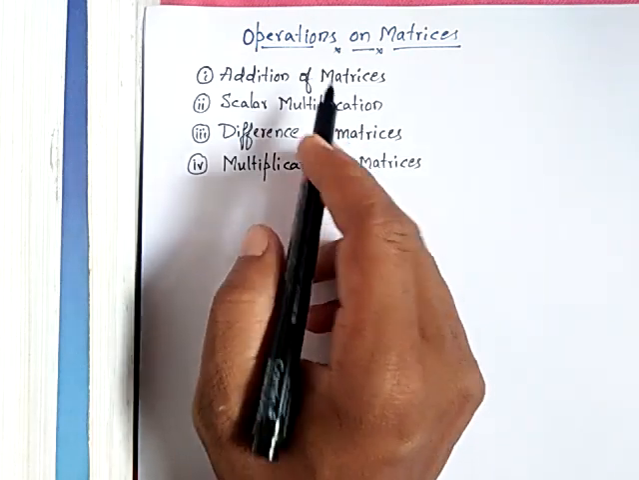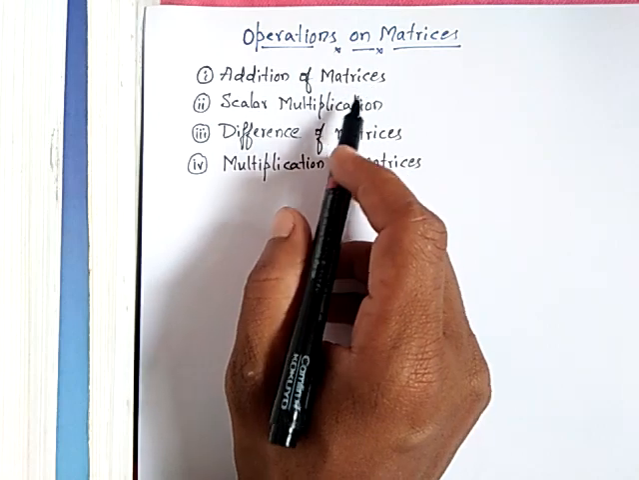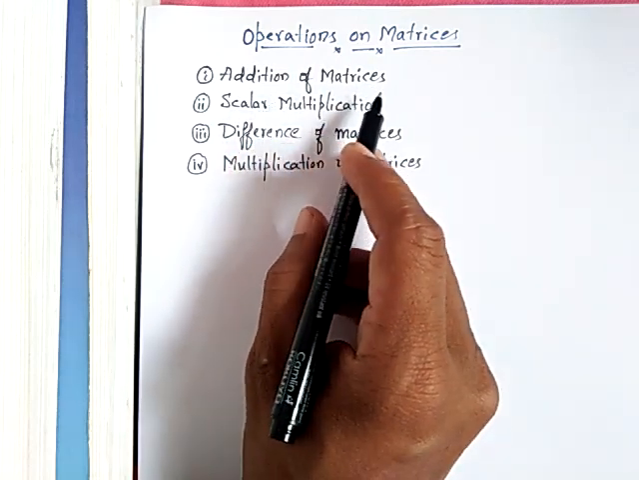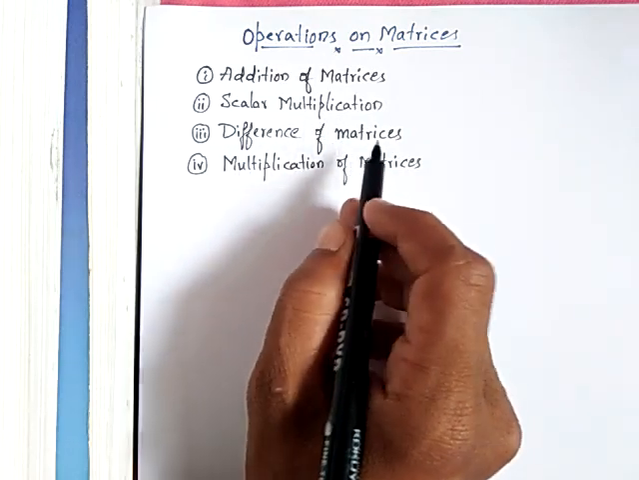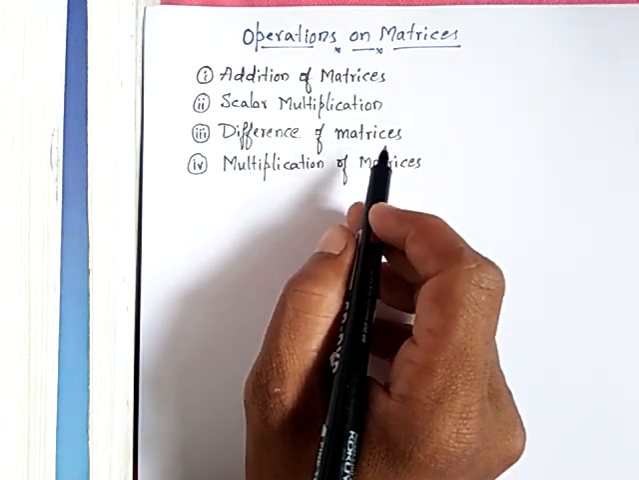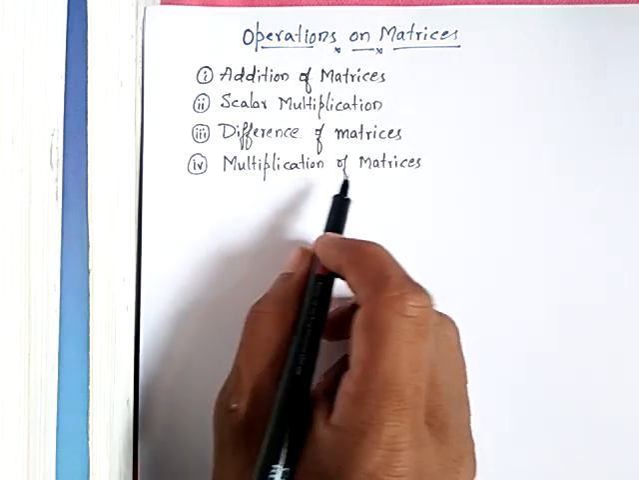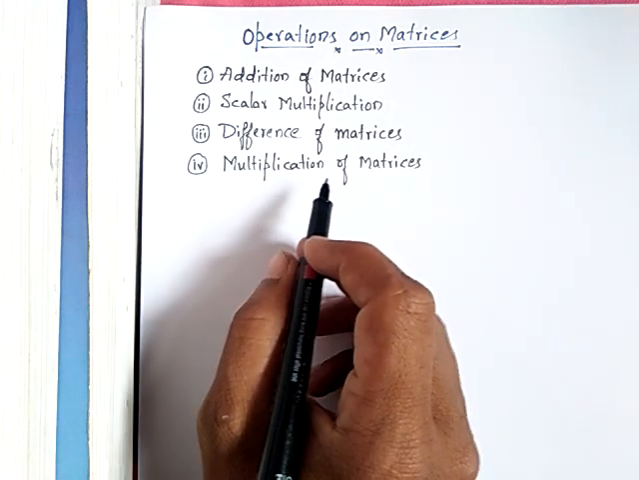Today we will learn operations on matrices. So first one is addition of matrices, second one is scalar multiplication of matrices, third one is difference of matrices or subtraction of matrices, fourth one is multiplication of matrices. So one by one we will study.